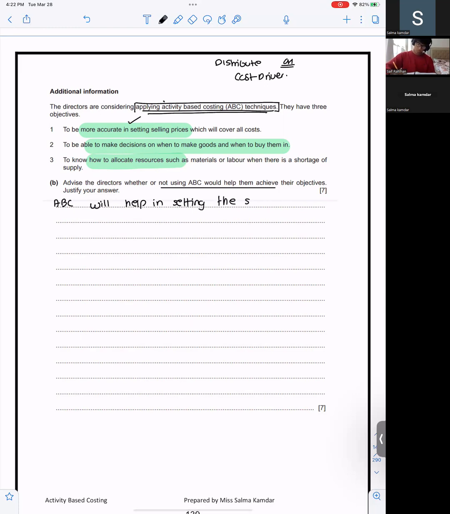Why will ABC help in setting the selling price? As it enables a more realistic allocation of costs.